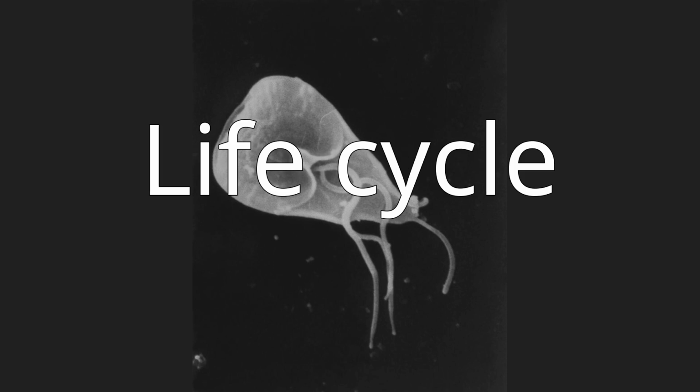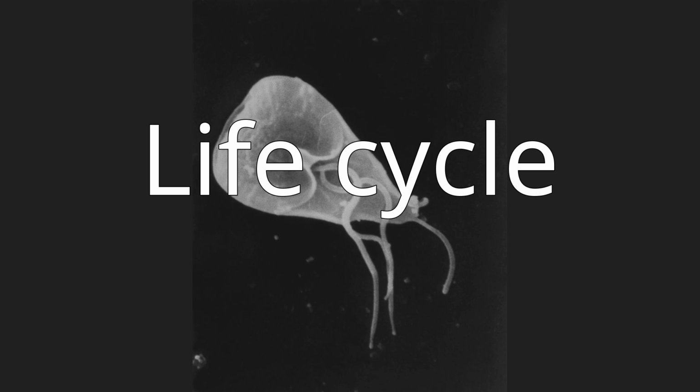Life cycle. G. duodenalis takes on two morphologically distinct forms during its life cycle. The replicative form, called a trophozoite, is a motile pear-shaped cell that survives only in host small intestines. Trophozoites swim through the intestinal mucus until they eventually adhere to the host intestinal epithelium. Adhered trophozoites then divide by binary fission, forming either more trophozoites or the non-replicative cyst stage.